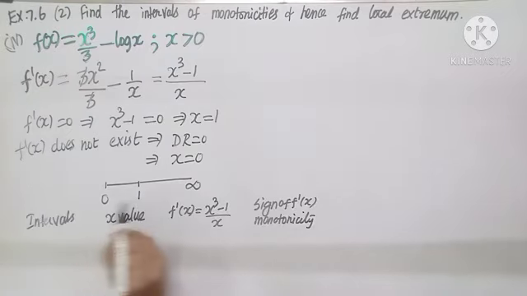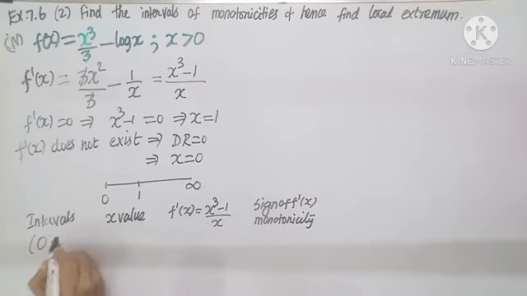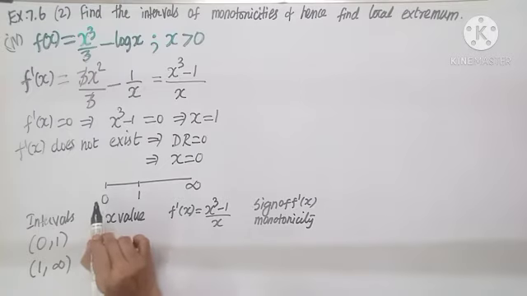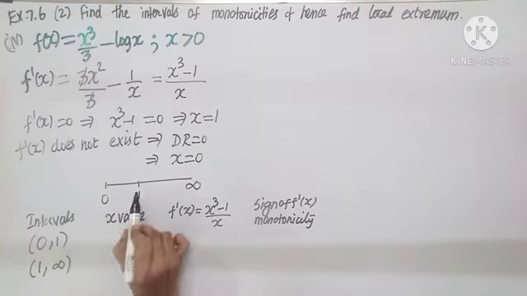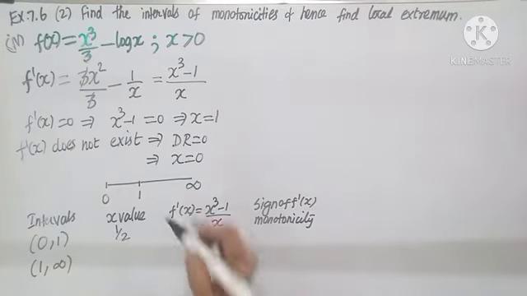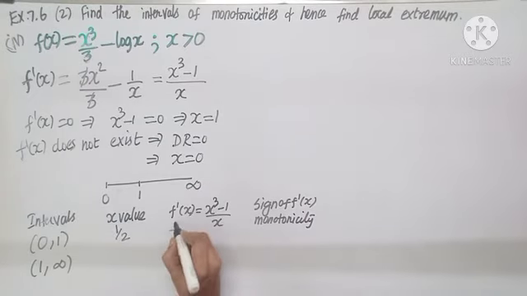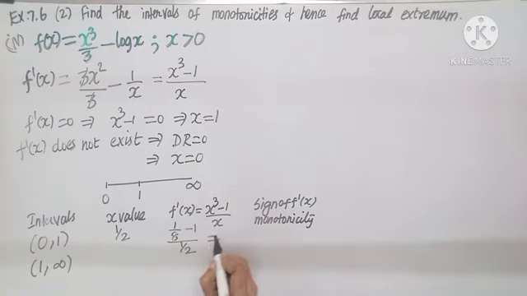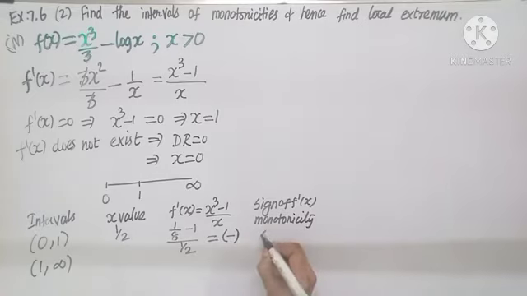So what are the intervals we get? 0 to 1, 1 to infinity. Substitute some x value in 0 to 1. I can put 1 by 2. Substitute in the derivative. 1 by 2 cube is 1 by 8 minus 1 by 1 by 2. It is negative. 1 by 8 minus 1 is definitely negative, and so we will say strictly decreasing.